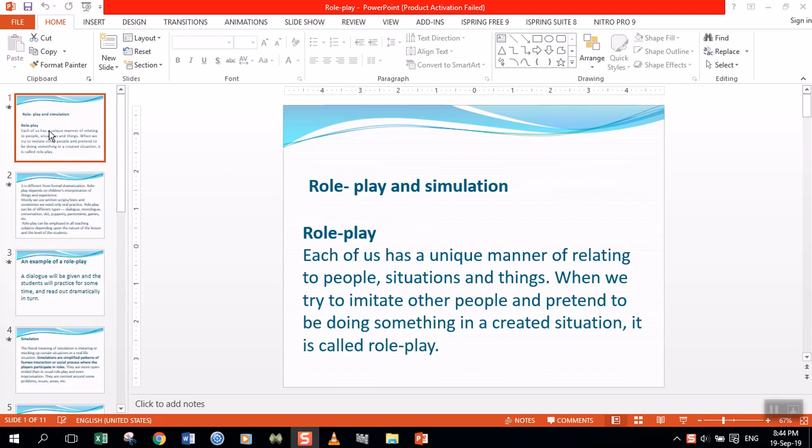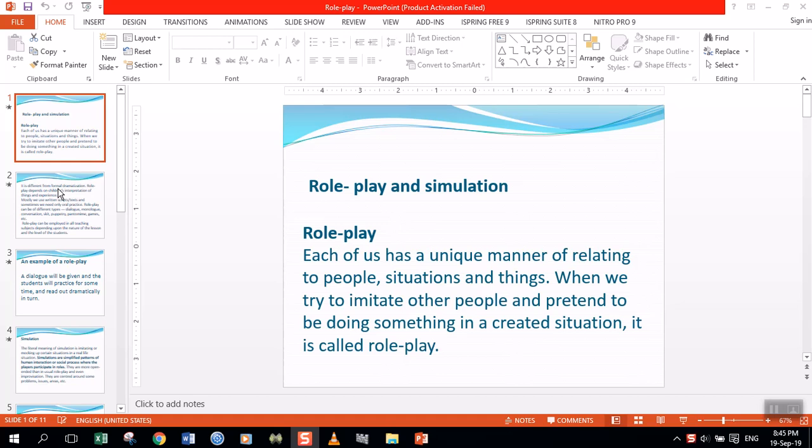Well, let me continue with the third strategy, role play and simulations. In fact, here there are two strategies, role play and simulation. However, since these two go almost together, I like to explain them together in the same presentation. So probably you have to be careful about this.